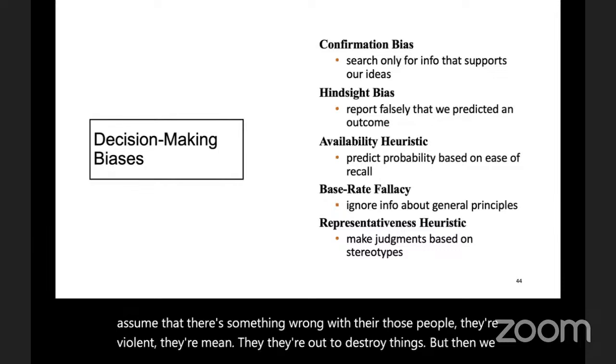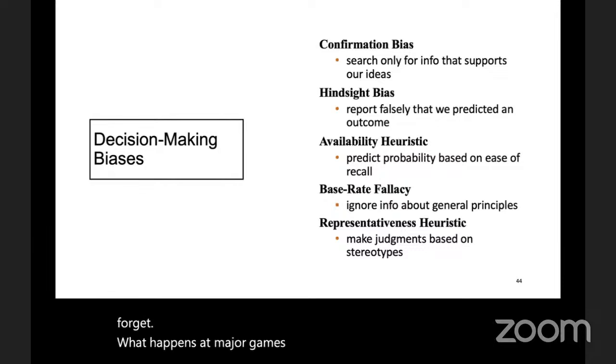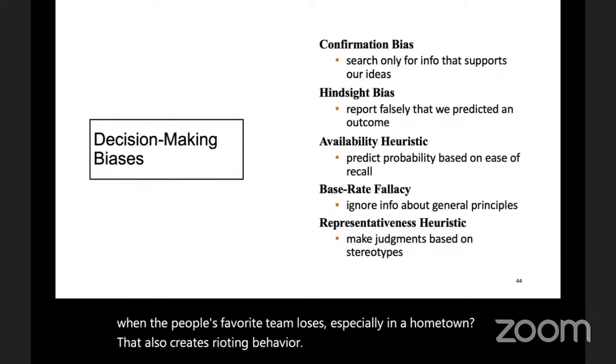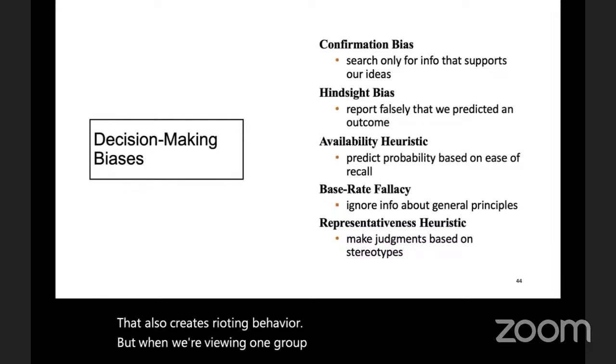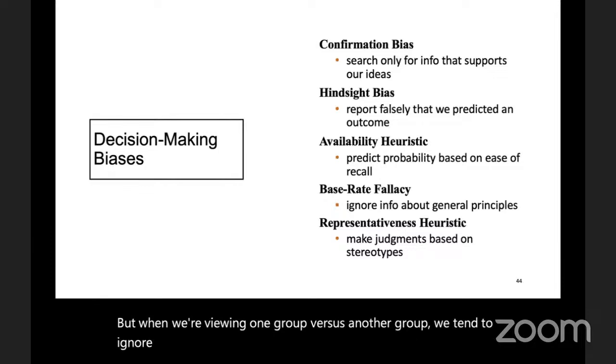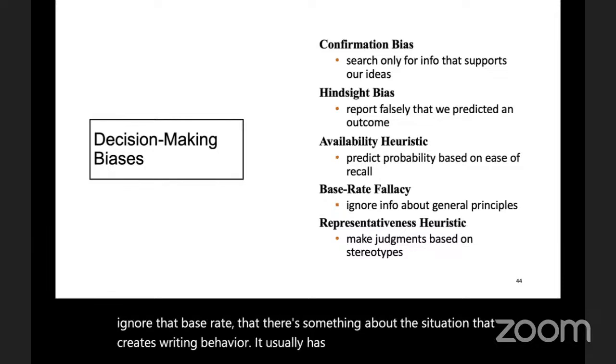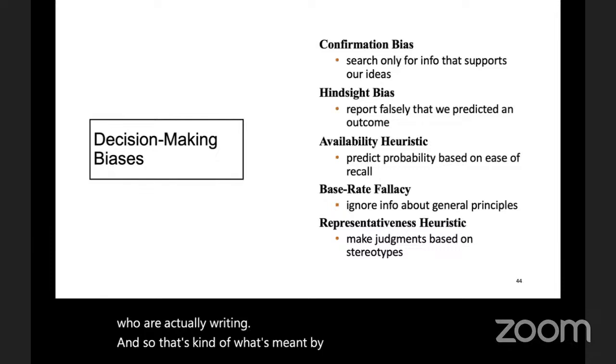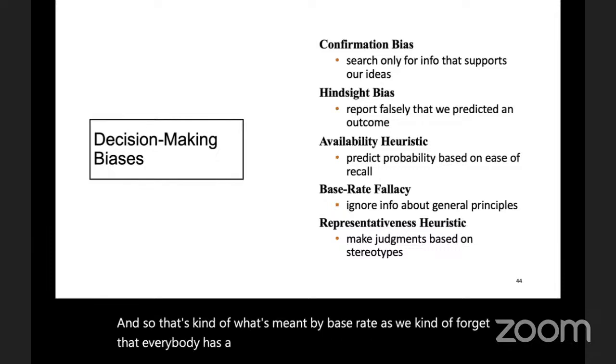But then we forget what happens at major games, football games and baseball games, when people's favorite team loses, especially in a hometown. That also creates rioting behavior. But when we're viewing one group versus another group, we tend to ignore that base rate, that there's something about the situation that creates rioting behavior. It usually has nothing to do with the people who are actually rioting. And so that's kind of what's meant by base rate: we forget that everybody has the potential to riot, dependent upon the situation.